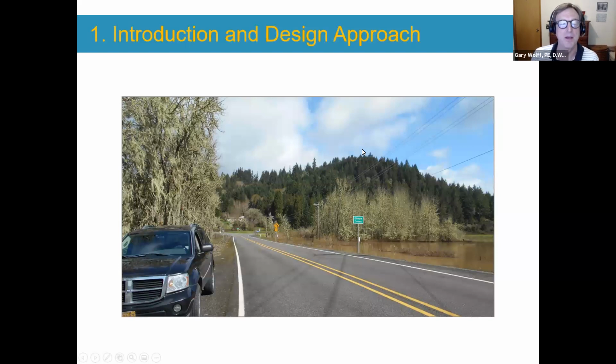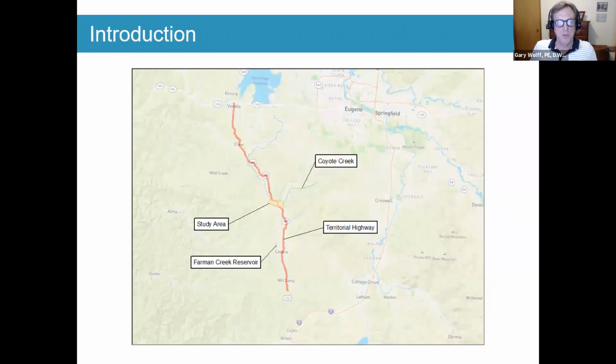There it goes. Okay. So, start out with an introduction and an overview of the design approach. What we're talking about here is the Territorial Highway, southwest of Eugene in Lane County. Basically, the ownership of this highway was recently acquired by Lane County from the state. And as part of that acquisition, the state did give the county some money to do some upgrades on this road. This is a really beautiful area.